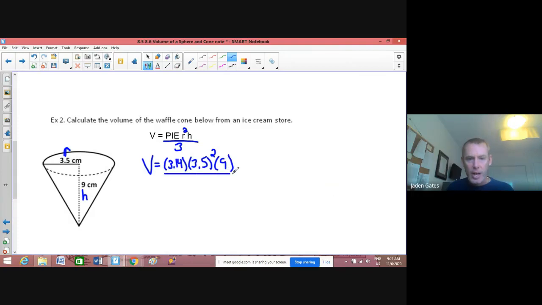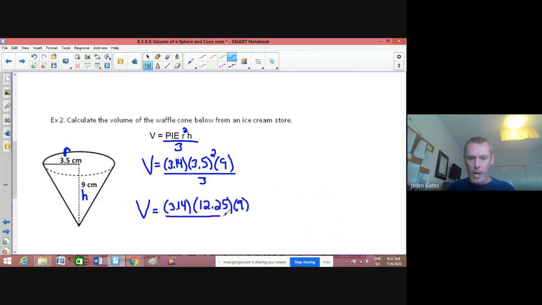And I got to divide that all by 3. All right, so again, I got to follow BEDMAS. So I got to do the exponent first here because nothing's going on in brackets. So I got to do that 3.5 squared first. All right, so I have, let's see here, the 3.14. 3.5 squared. So 3.5 times 3.5, I got 12.25. So I've got some decimals going on here.